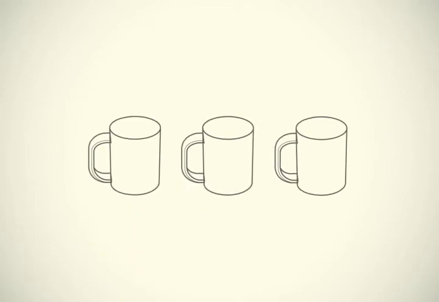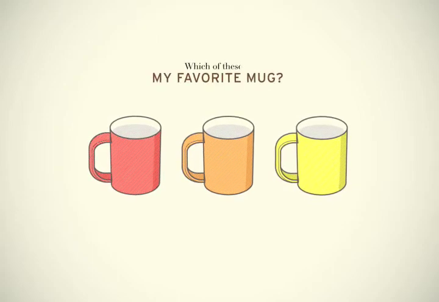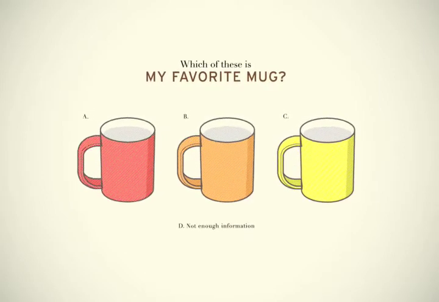Okay, let's say I put 3 mugs in front of you. Each one is identical to the other, except that they are red, orange, and yellow. If I then ask you the question, do you see my favorite mug? Would you know which one it is? Well, probably not. And that's because the necessary information isn't there.